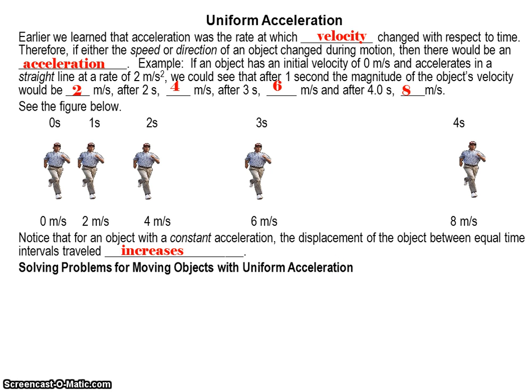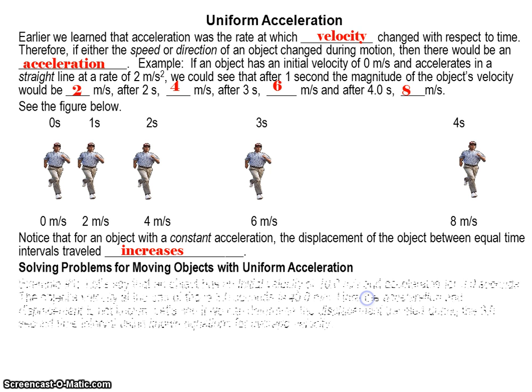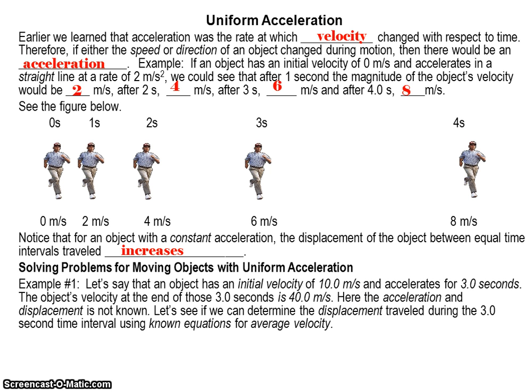So let's look at objects that move with a uniform acceleration. Uniform just means a constant acceleration, so it's the same acceleration throughout. So we're given an example here. I'll let you read that. Now, I'm going to go away from the PowerPoint here and show you how I would solve these next problems.